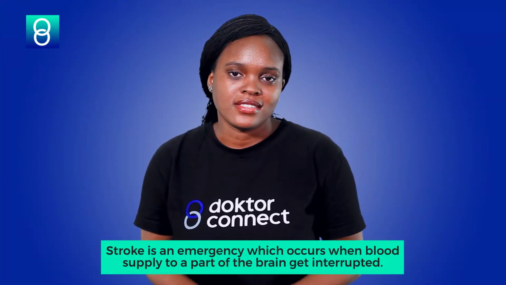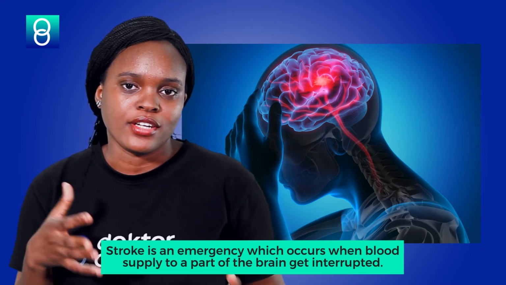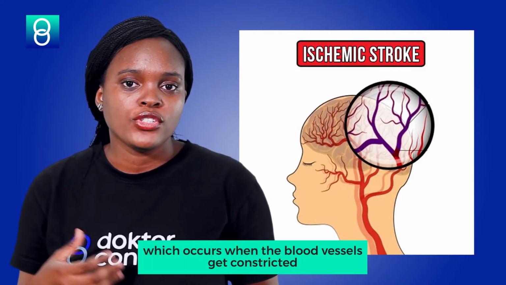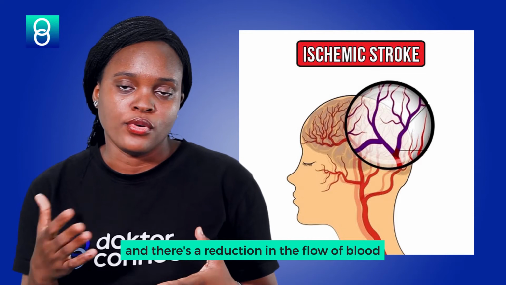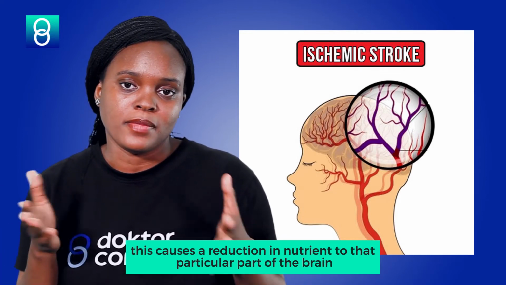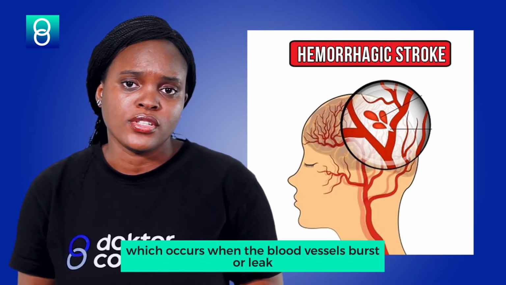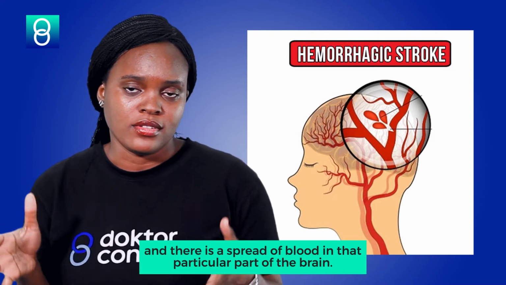Stroke is an emergency which occurs when blood supply to a part of the brain gets interrupted. There are different types of stroke. We have the ischemic stroke, which occurs when the blood vessels get constricted and there's a reduction in flow of blood to that particular part of the brain. This causes a reduction in nutrients to that particular part of the brain. We also have the hemorrhagic stroke, which occurs when the blood vessels burst or leak and there's a spread of blood in that particular part of the brain.